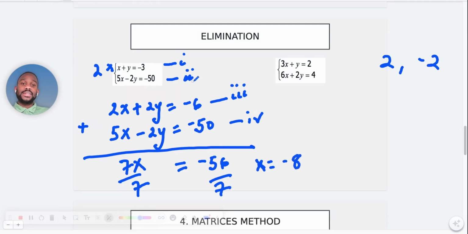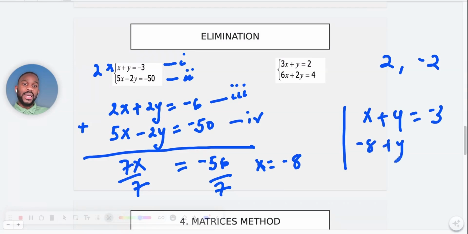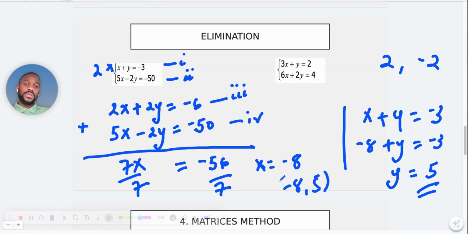Having put in the value of x as negative 8, I will substitute for x in equation 1. So equation 1 is x plus y has to give you negative 3. But I know x is negative 8. So negative 8 plus y has to give me negative 3. I'll get y being equal to 5, right? So I have negative 8 and 5 as a solution set.